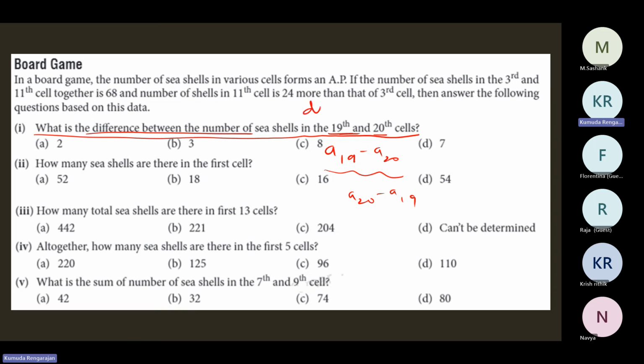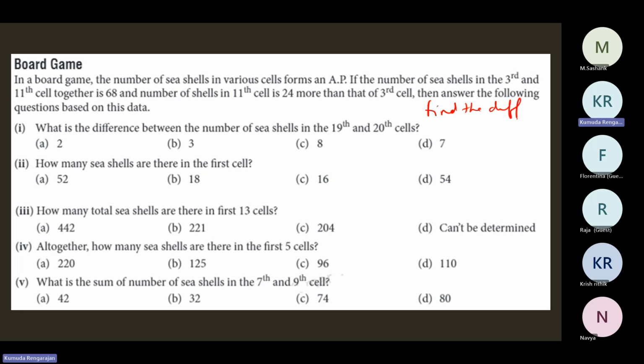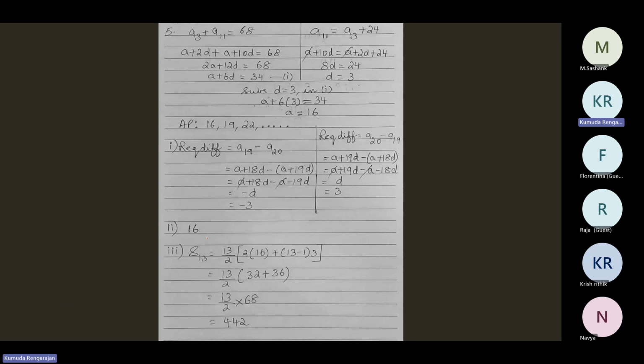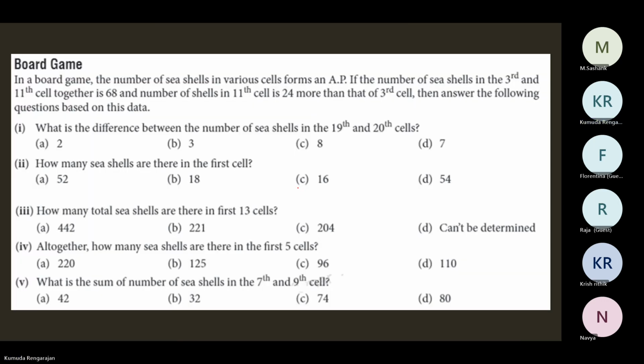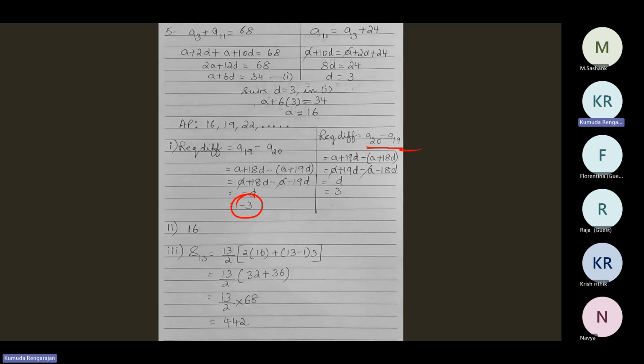Now see, when we were in lower standards, find the difference between 10 and 20 is 10 minus 20, not 20 minus 10. But when you work A19 minus A20 here, this option minus 3 was not available. So we have to do A20 minus A19, which is 3.